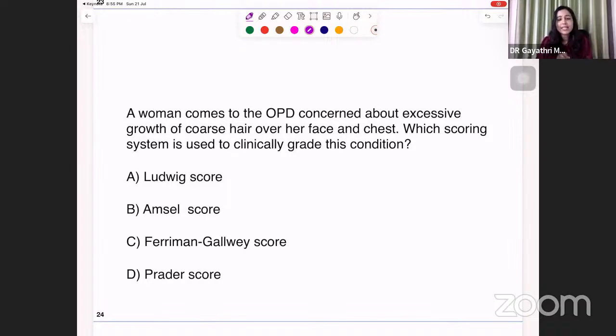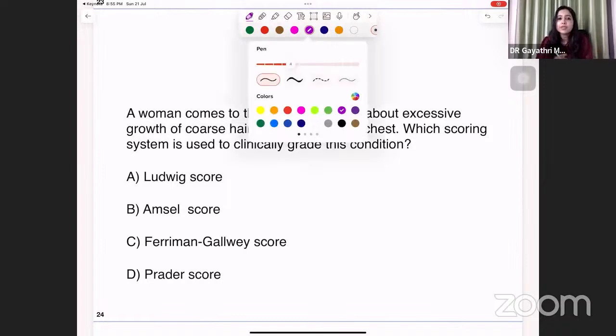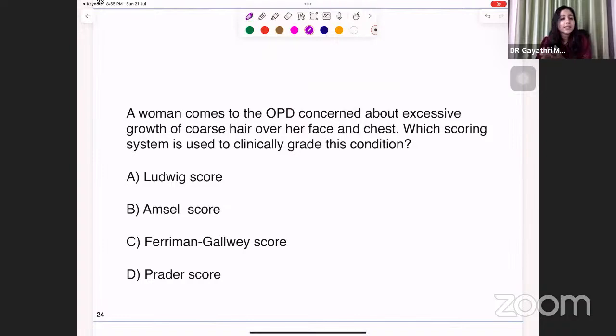The Ludwig score comes in dermatology, and is basically to assess hair loss. Amsel's criteria will come up in the coming slides. Actually, Amsel's scoring is basically used in case of bacterial vaginosis. Prader scoring is used in case of virilization. So if a patient has virilization, you give this Prader scoring. Ferriman-Galloway is for hirsutism. Amsel is for bacterial vaginosis. For hair loss and the balding assessment, you can use this Ludwig score.